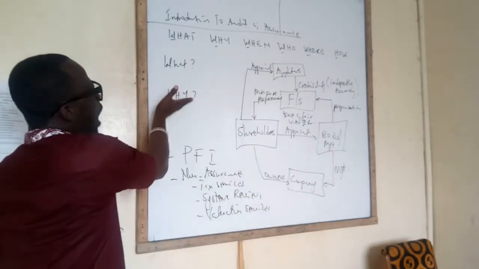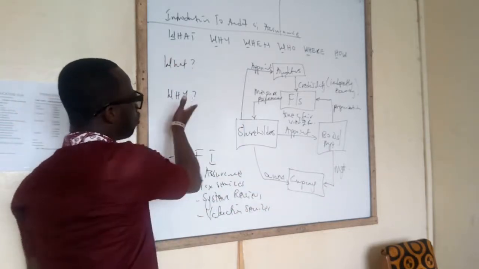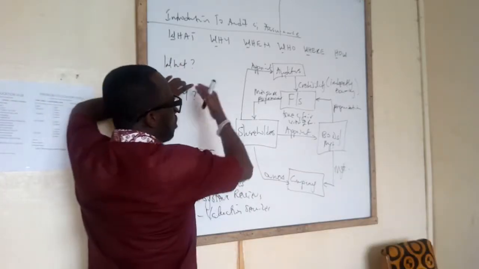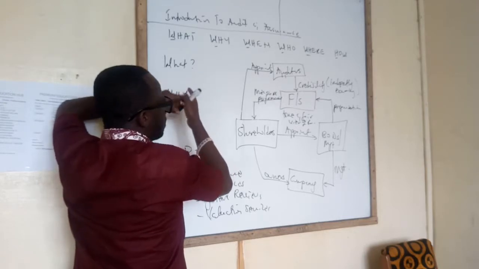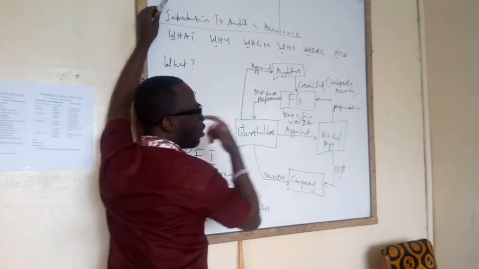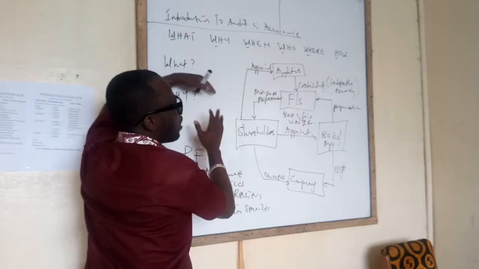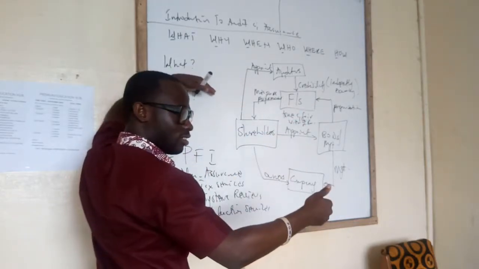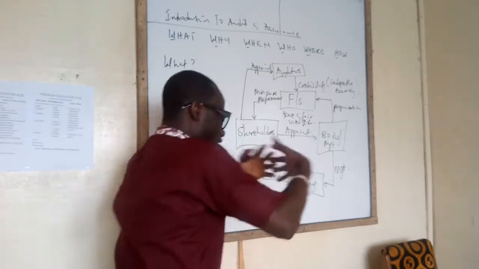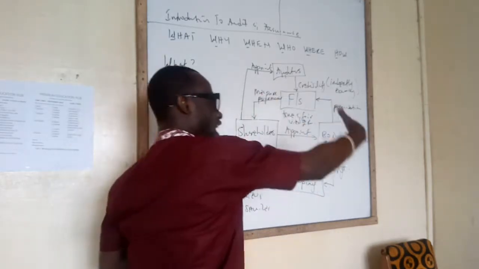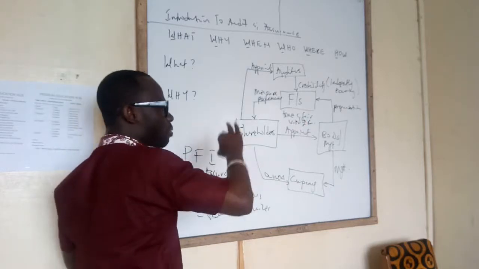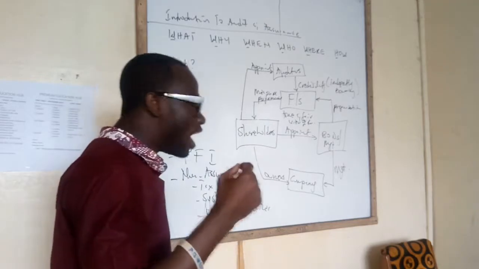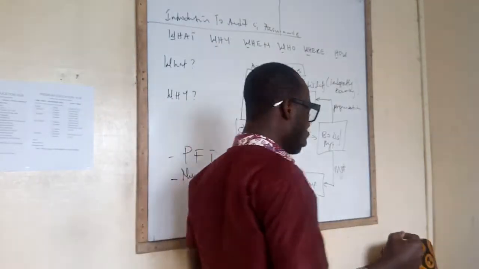Keyword. Why do we need somebody to audit the financial statements? So why? The objective of auditing is to express an opinion as to whether the financial statements represent a true and fair view of the entity. So we are auditing because we will express an opinion on whether the financial statements prepared and presented represent a true and fair view of the entity. That is why we undertake auditing.